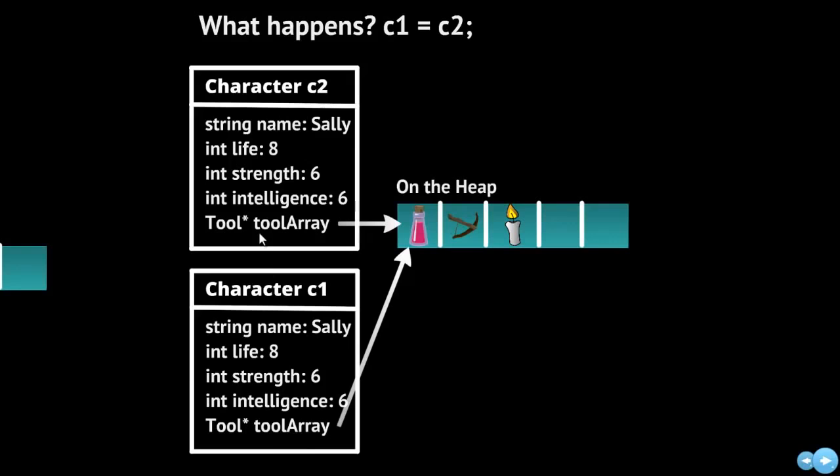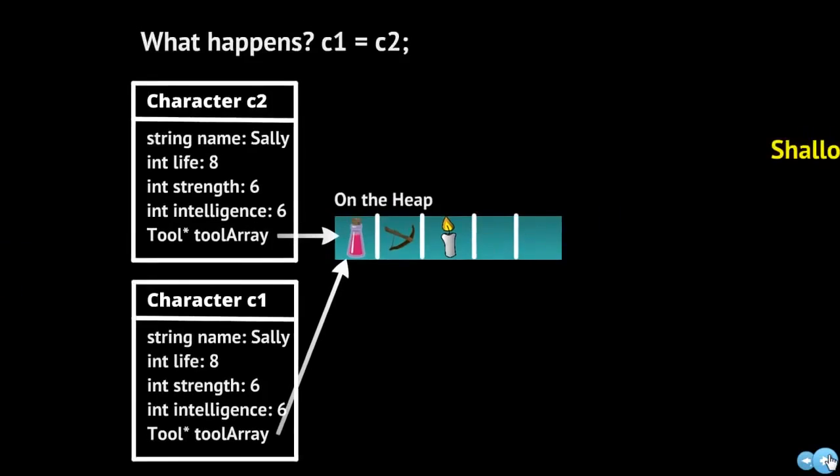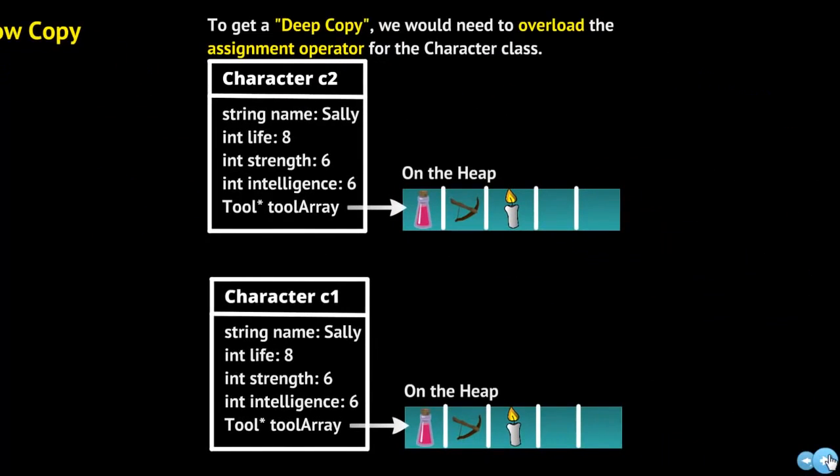So it turns out that both C1 and C2, for the tool array, are referencing the exact same array out here on the heap. And this is what we call a shallow copy. In order to avoid doing a shallow copy, this is where we need an overloaded assignment operator. In this particular case, if we overloaded the assignment operator for the character class, then we would end up with both C1 and C2 having their own respective copies of this array.